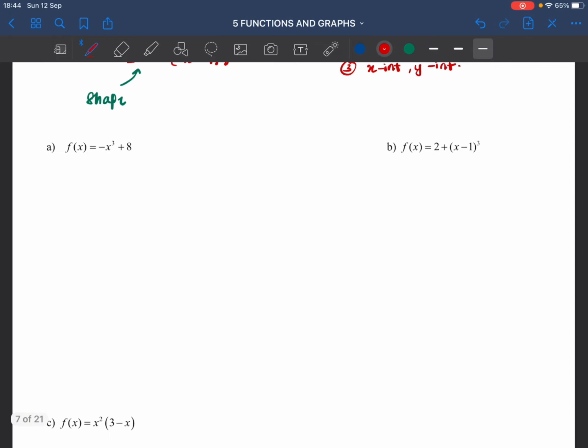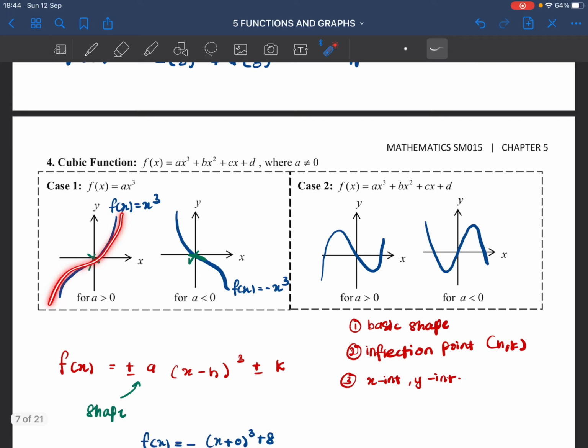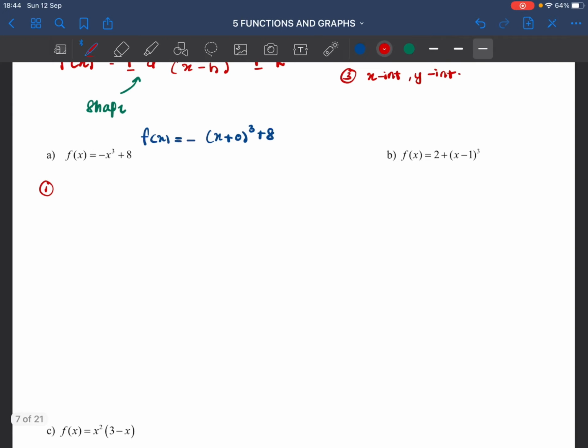Question A, we have fx equals to negative x cube plus 8. So if we rewrite this function, it should be looking like this: fx equals to negative x plus 0 cube plus 8. Okay, so the first thing, we have to determine the shape. So we have our A is negative, so mesti start daripada kiri. First, you know that this is a cubic function, so you should have cubic function case 1. So you should have a shape like this. Since our A is negative, the shape should be looking like this, daripada sebelah kiri turun ke kanan.